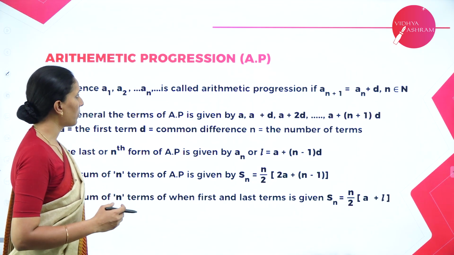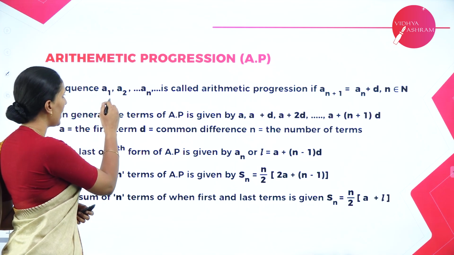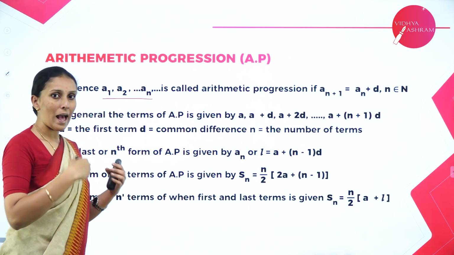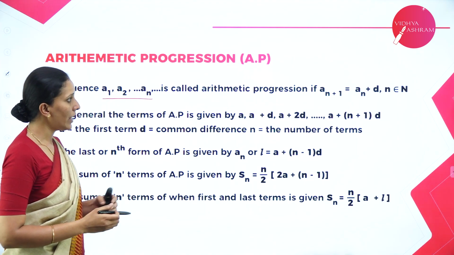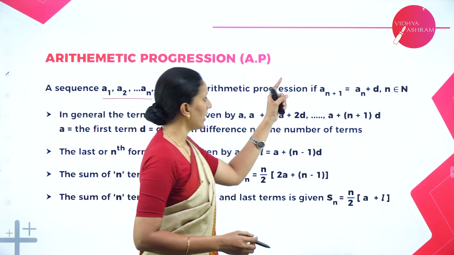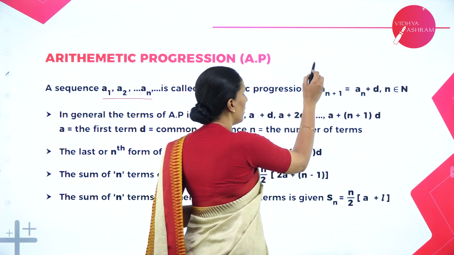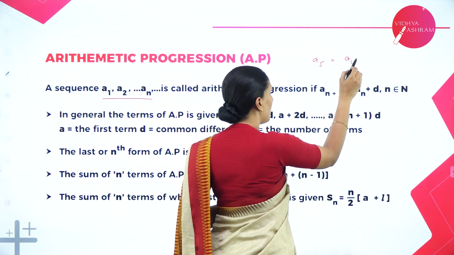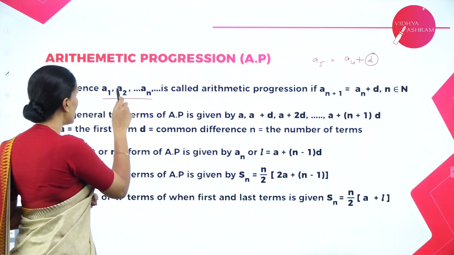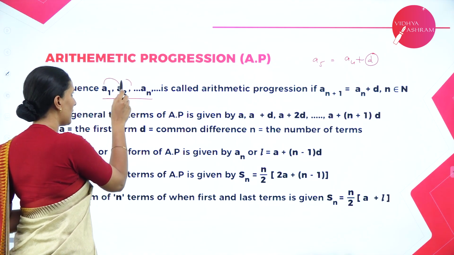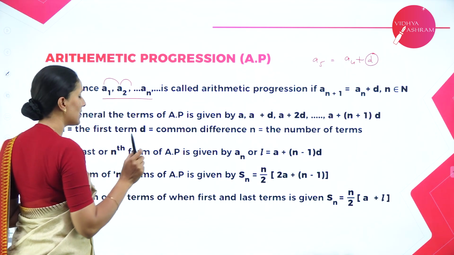Next is arithmetic progression, shortly termed as AP. Here a sequence A1, A2, AN, etc., which can continue after AN as well and is an example of an infinite sequence, is called an arithmetic progression if the term AN plus 1 is given by AN plus D. Meaning if you want A5, then it is A4 plus D, where D is the common difference between the two numbers. That means A2 minus A1 will be the same as A3 minus A2. That is called the common difference, and A1 is called the first term.